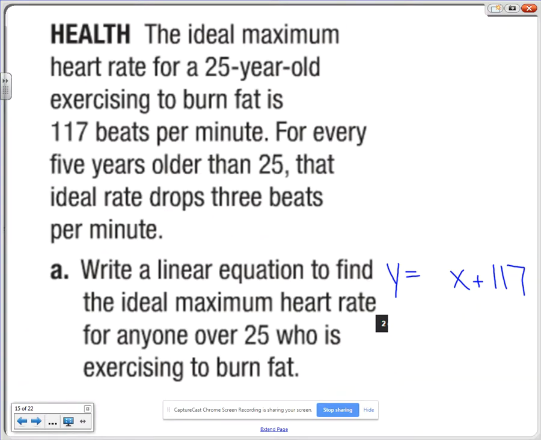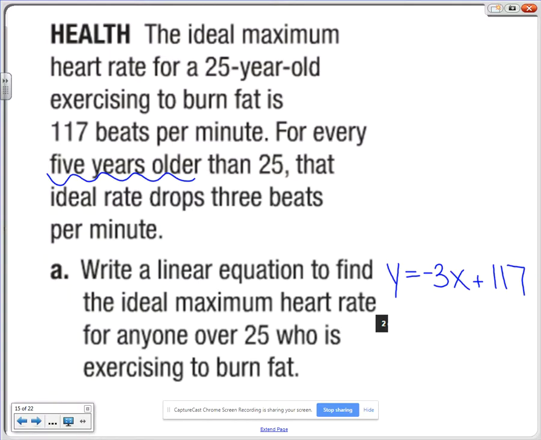Now, what happens to your heart rate as you get older? Down, which means what do I need to make this? -3 every 5 years, correct? Do you guys see that? Every 5 years? Now that's important because I'm going to ask you a follow-up question now that I have this. I want to know the ideal heart rate for somebody who is 40.